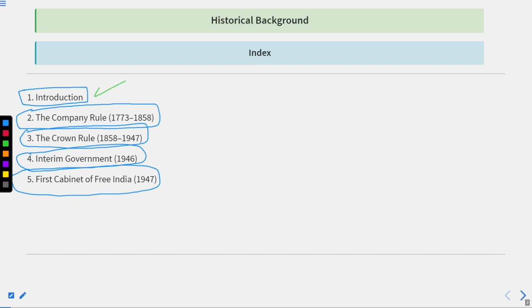Out of this, we are done with the introduction part, we are done with the Company Rule, and we have been discussing the Crown Rule. The topics we are left with are the interim government and the first cabinet of free India.